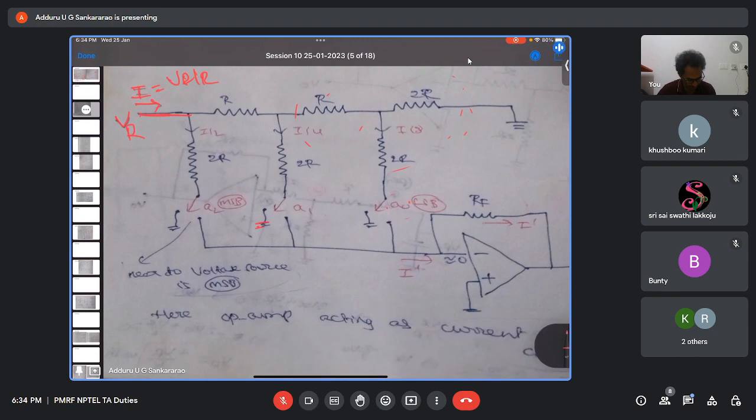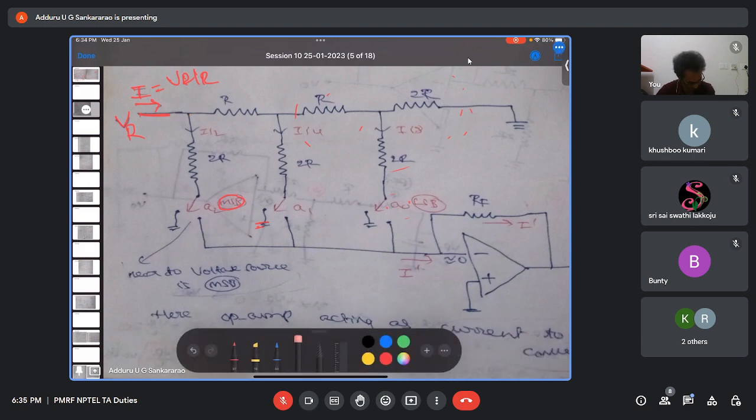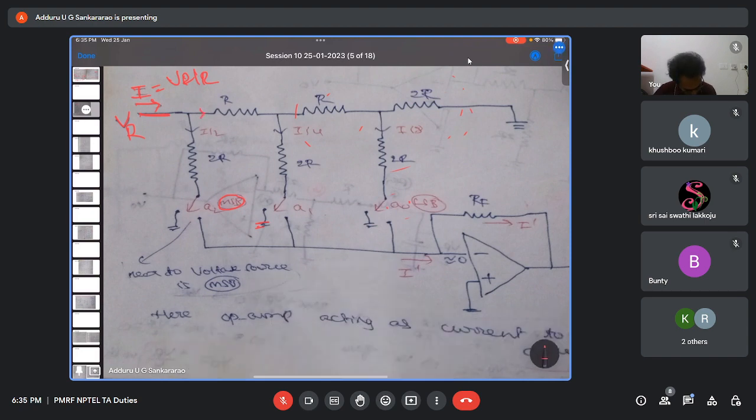See here, this is MSB, right? This is MSB away from this. If you see here, the current has two paths here. One path, two path. So here, one path, the equivalent resistance is 2R. So anyway, it is the virtual ground concept. This voltage is also zero volts.